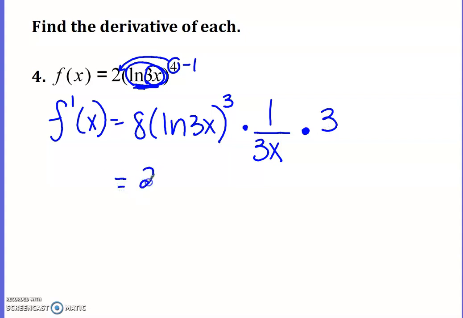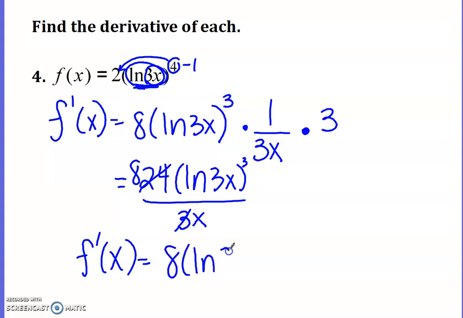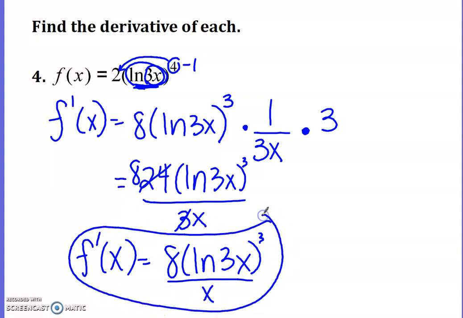So we end up with 24 ln 3x cubed over 3x. These simplify, so our final answer is 8 times ln 3x cubed over x. And that's it for the product and chain rule examples.